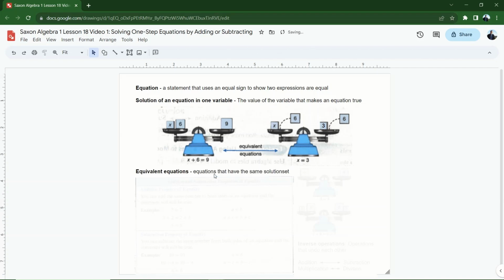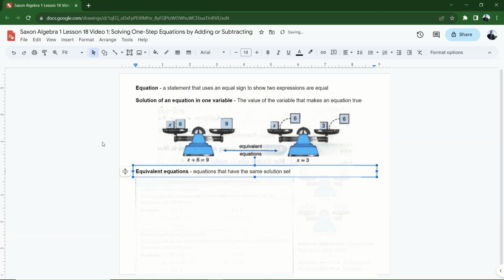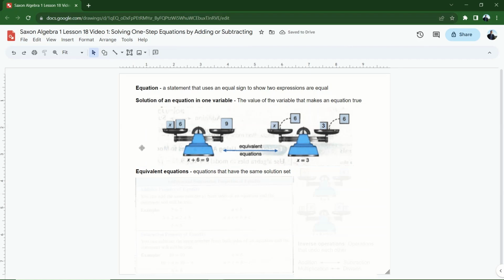Now, what is an equivalent... listen to those two prefixes in both these words. Equivalent equations. Equivalent equations are equations that have the same solution set. x plus 6 equals 9 is an equivalent equation to x equals 3. And we're going to see, through the two properties we're going to learn next, how you can change x plus 6 equals 9 into x equals 3 in a very systematic way, so that you always know that you're dealing with equivalent equations.